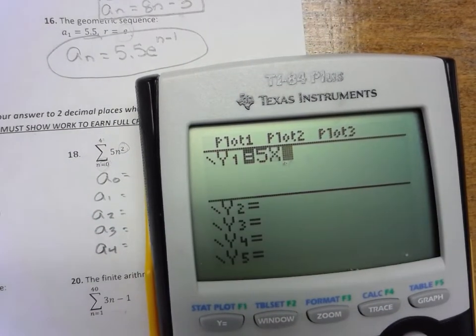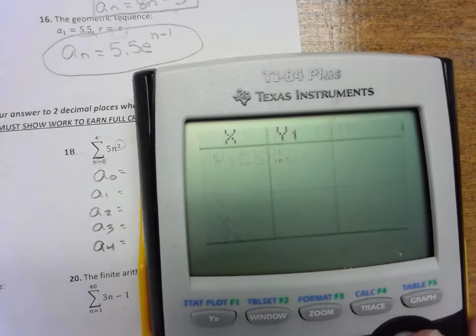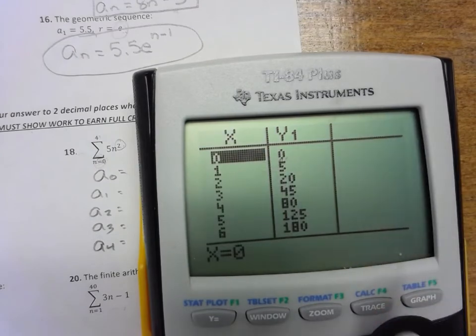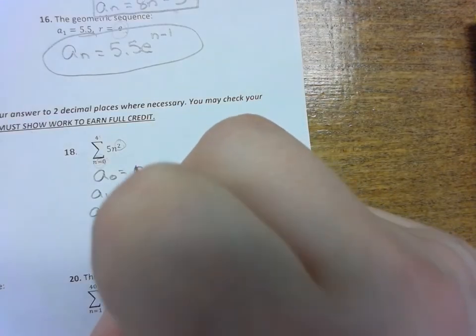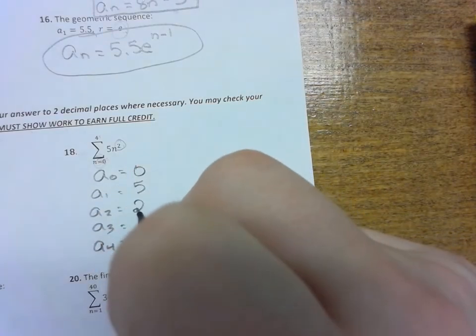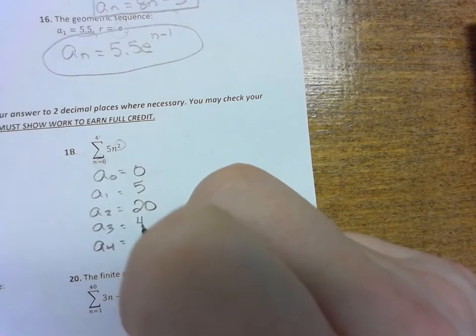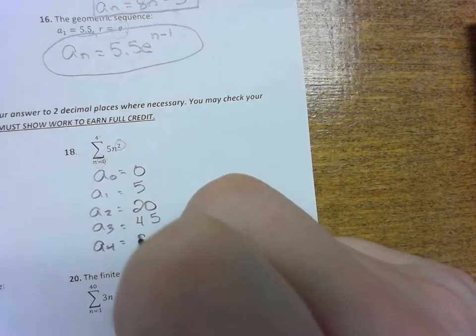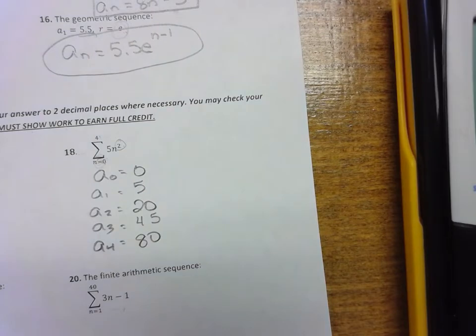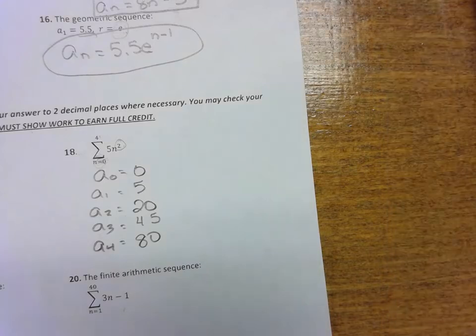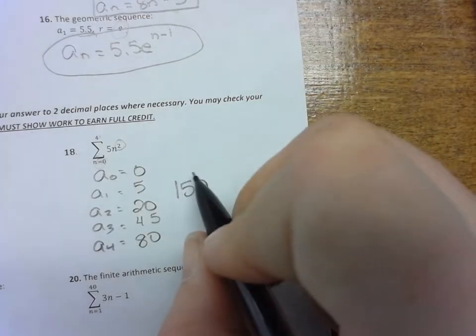We can do those by hand, or I would like to remind you that you may use your calculator. 5x squared, go to your table. A sub 0 is 0, so I'm just going to read these off here. This is 0, 5, 20, 45, and 80. Add those up quickly. 80 plus 45 plus 20 plus 5. The sum for this series is 150.